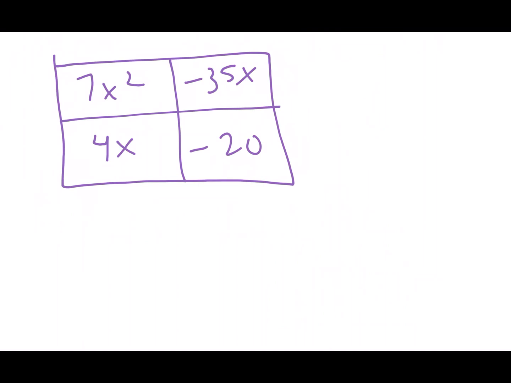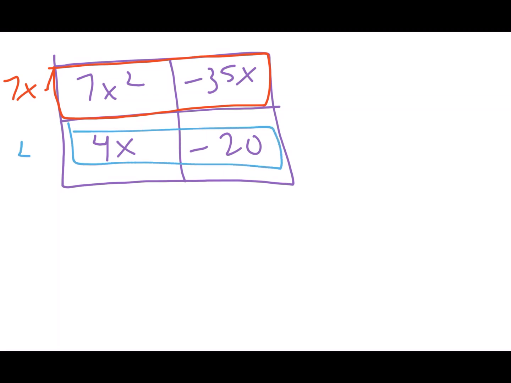So now here's what we do. You take the greatest common factor of each row and each column. For this one right here, I'm going to focus just on this one right now. The greatest common factor between 7x squared and minus 35x is 7x. 7 goes into 7 and 35, and x goes into both. Now on this bottom one, 4x and minus 20, 4 is the greatest common factor. Now I start looking at columns, 7x squared and 4x. The only thing that goes into both of those is x.